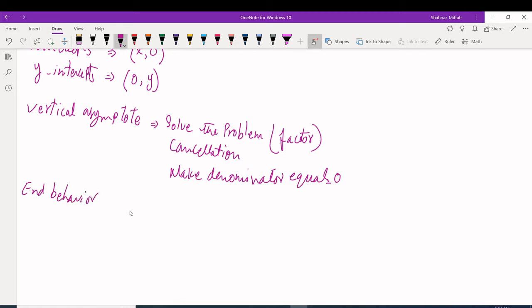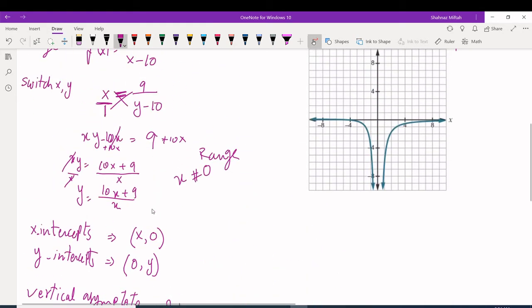What is end behavior? End behavior is, for example, look at this graph. The graph is going in this direction, and this portion is going in that direction. That's the end behavior of this. Where is this one going? This is going towards negative infinity. Where is this going? This is going towards positive infinity. This arrow means it's going continuously forever. So negative infinity, positive infinity.